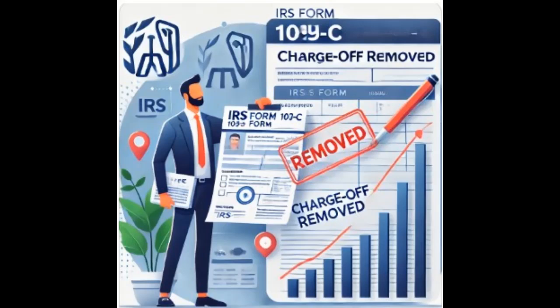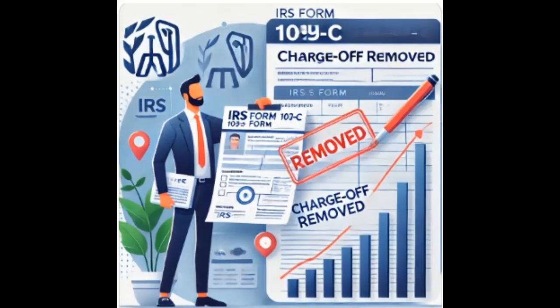Using the 1099-C for charge-off removal. The 1099-C serves as evidence that a debt has been forgiven by the creditor. This document can be used to request the removal of charge-offs from your credit report. Here's how. Check your IRS records for any 1099-C forms issued in the past 9 to 10 years. If you find a 1099-C related to a charge-off, use it to dispute the negative item on your credit report. Provide the form as proof of debt cancellation when disputing the charge-off with credit reporting agencies. Removing charge-offs can significantly boost your credit score, often by 50 to 100 points, depending on the situation.